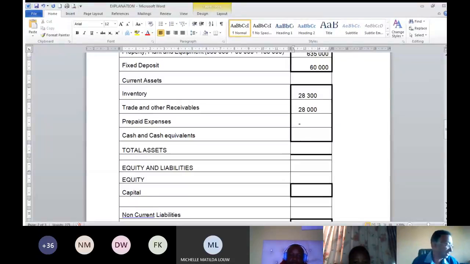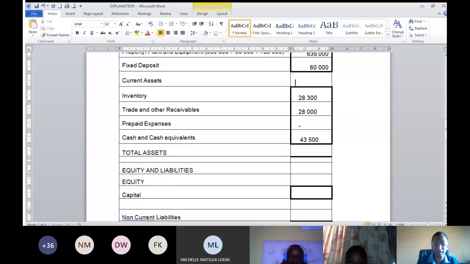And my cash and cash equivalents, guys, consist only of the bank amount. And the bank amount is 43,500 Rand. Remember, cash and cash equivalents can consist of bank, petty cash, and cash float. In this example, it is only the amount of bank, guys, and my bank amount is 43,500. I block all of that, and that will give me a total amount of current assets. And my total amount of current assets is now 99,800 Rand.